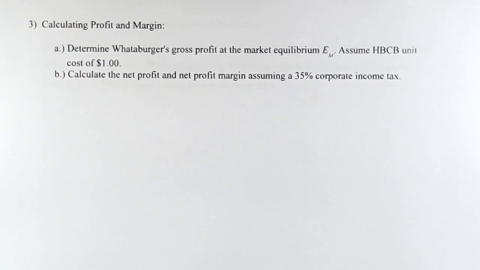Number three, calculating profit and margin. All right, some new stuff here. A: Determine Whataburger's gross profit at the market equilibrium, E sub M. Assume the honey butter chicken biscuit unit cost is $1. And then B: calculate net profit and net profit margin, assuming a 35% corporate income tax.